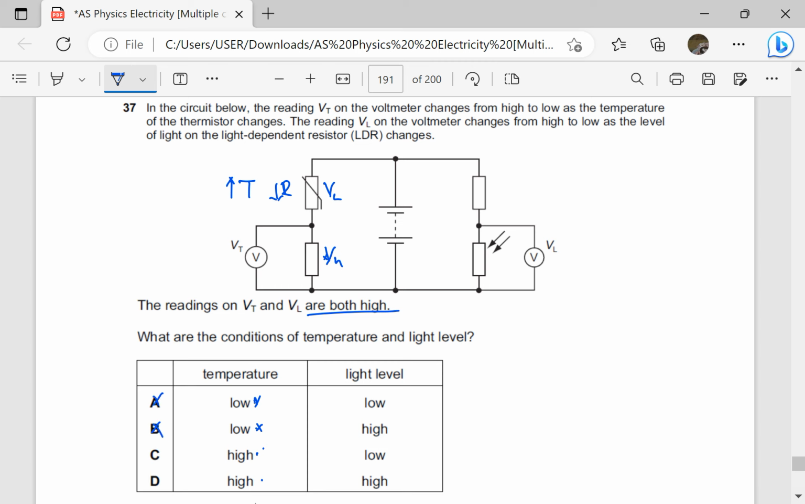Here VL is measured across the variable resistance, the LDR, and they are saying VL is also high. So if VL is high, it means the resistance of the LDR is high, which means the light intensity is going to be low because they are inversely proportional. If the VL is to be high, the light intensity should be low. So the answer is going to be high and low. So the answer is going to be C.